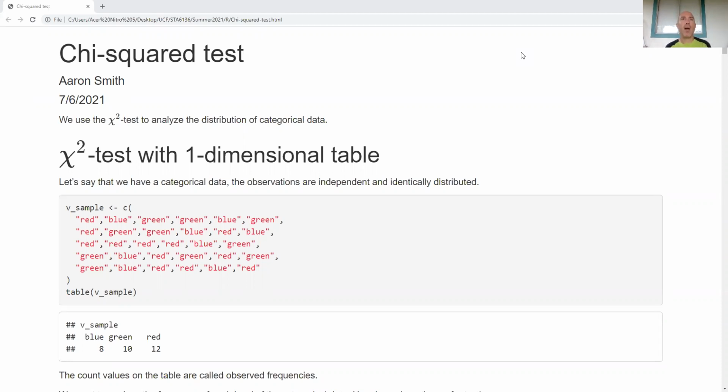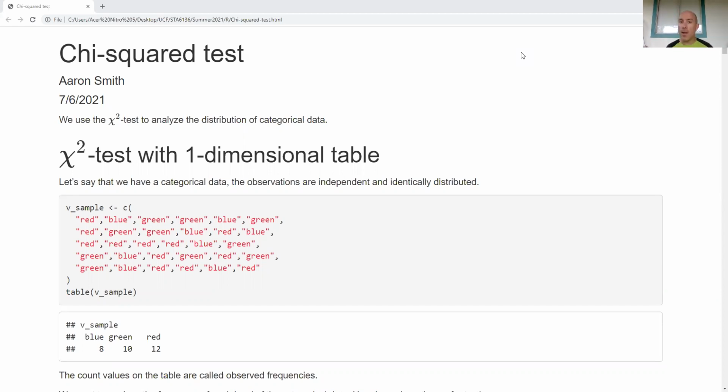So think about the situation where maybe I have data that's coming in red, blue, green. Well, is the probability of red the same as the probability of blue, same as the probability of green? I want a hypothesis test to check out the possibility that they all have the same probability, all the same frequency in my data.